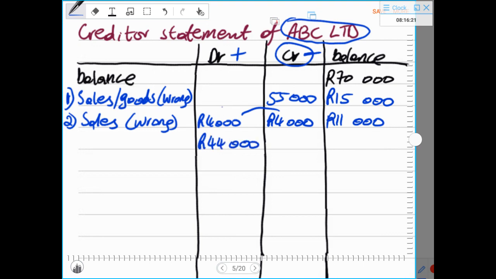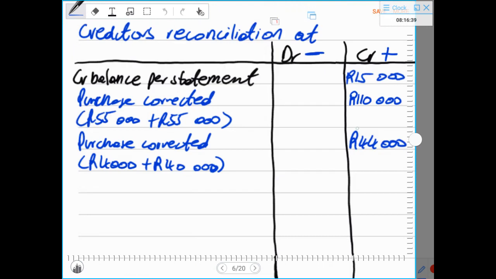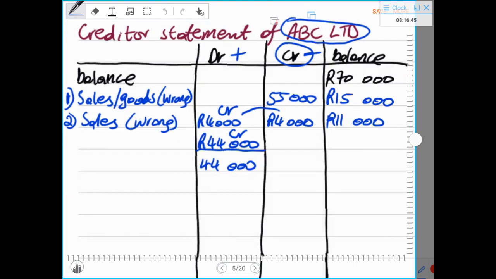Remember, a debit to them is a credit to us, because they are selling to us, but we are buying from them. So now that means the same total of 44,000 that will appear from their point of view as 44,000 on the debit side is the same 44,000 that appears from our point of view in the reconciliation on the credit side. So I hope now something is sinking in bit by bit.